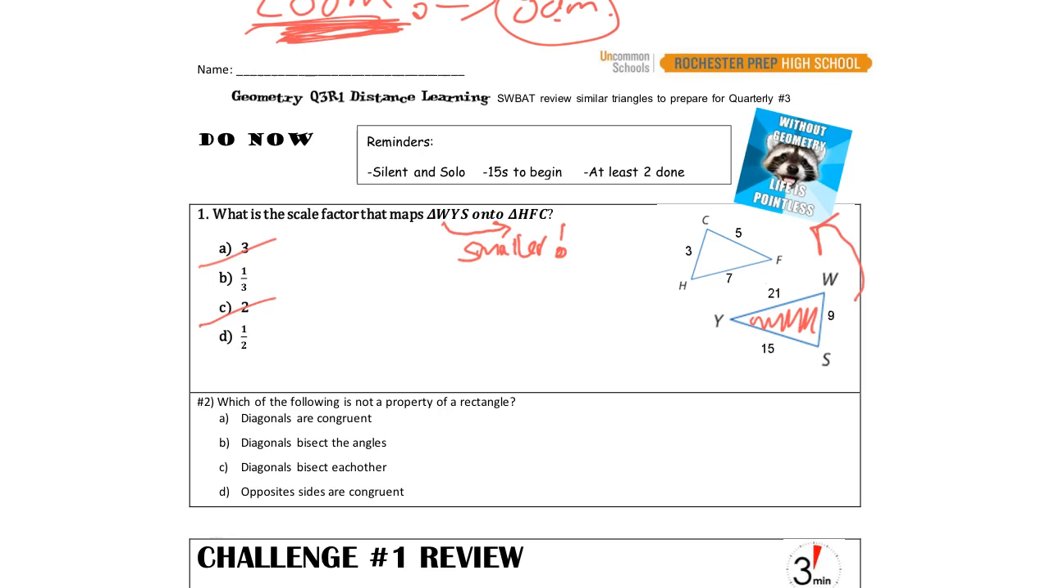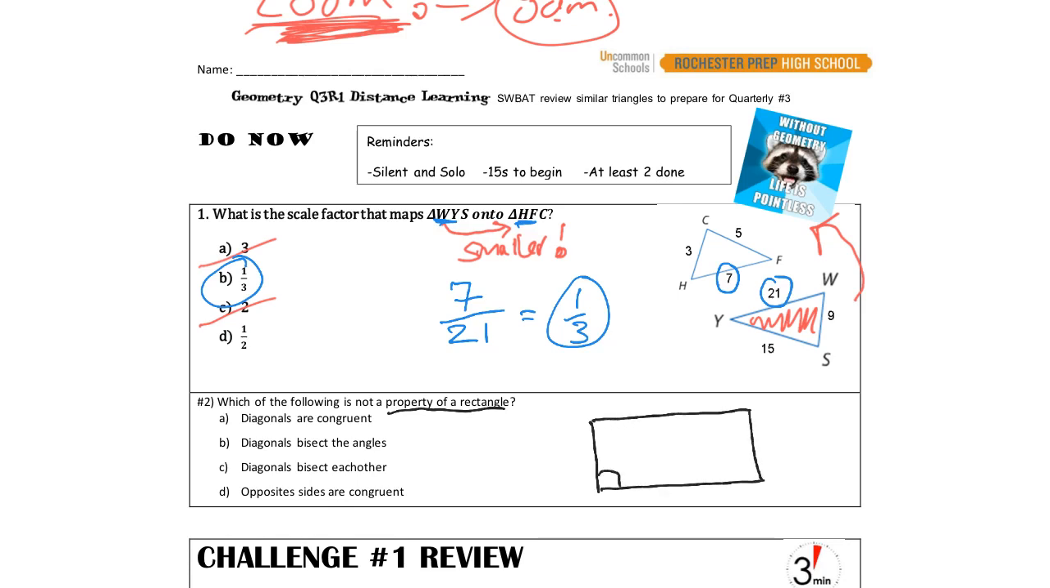Some of you might be able to see this in your head, but a trick to see what sides match up. WY matches up with HF, the first two letters. WY is 21, HF is 7. So my scale factor, I'm getting smaller, so I'm going to put the smaller one on top, 7 over 21, which would simplify to 1/3. So it is B. Number 2, a strategy on this, if we're going to figure out which is not the property of a rectangle, is draw a sketch of a rectangle.